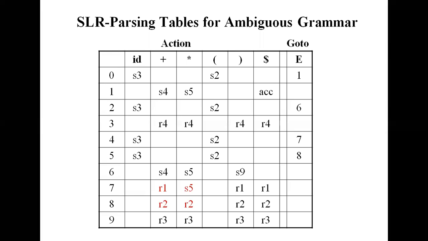Is it clear now? With this I completed the bottom-up parsing concept under LR parsers, and in that the subcategories like SLR, CLR and LALR. And in the next class I'm going to explain the next phase of the compiler, that is the semantic analyzer.